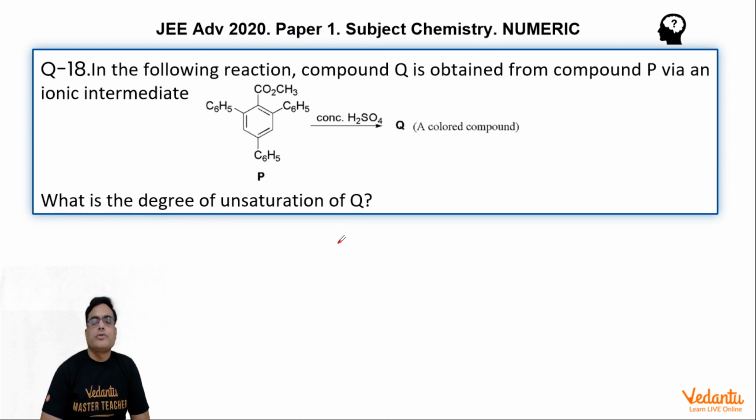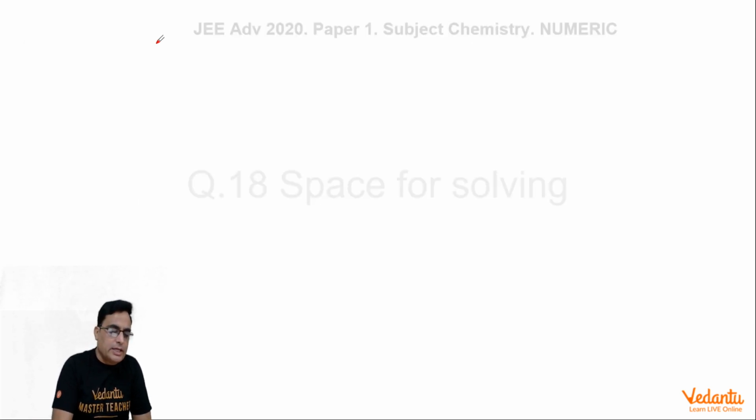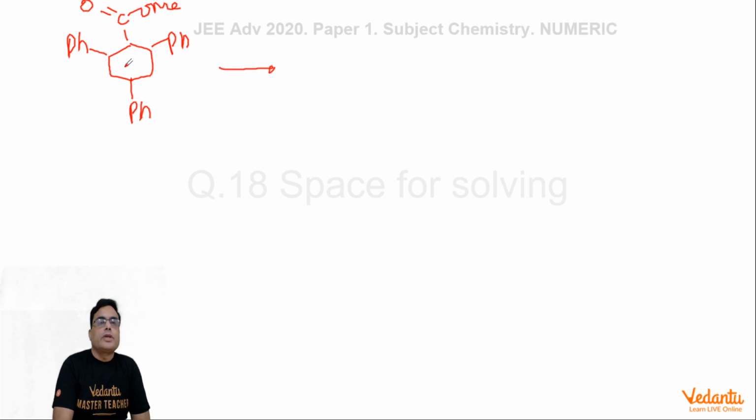Very classic question, very good question. Let us solve this question. Actually, this question is like this. The structure is like this. You are having Ph, and Ph, and here you have CO and OMe, right? And this is also of course a benzene ring.